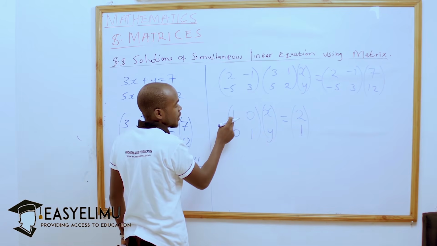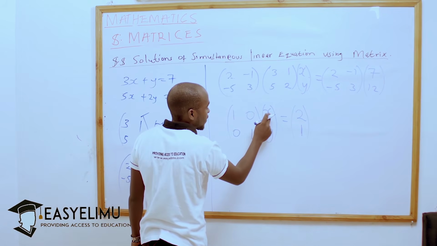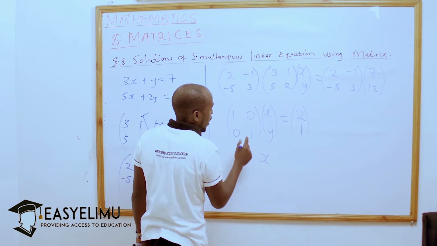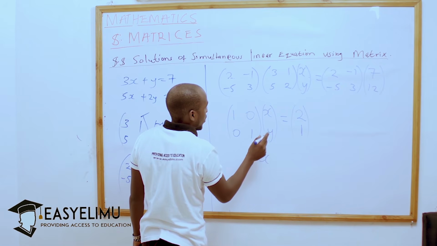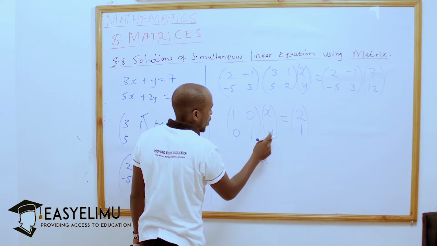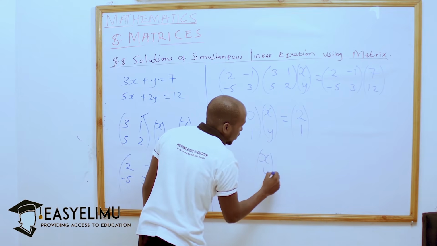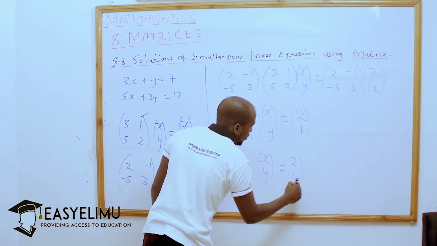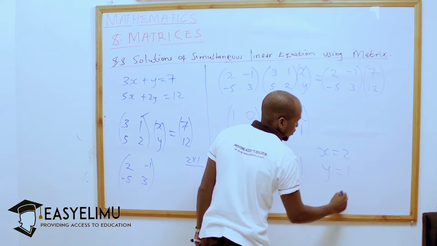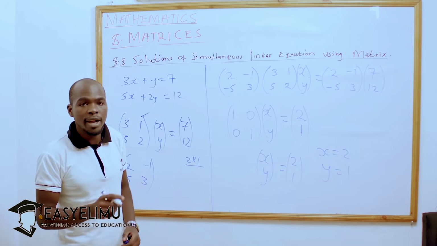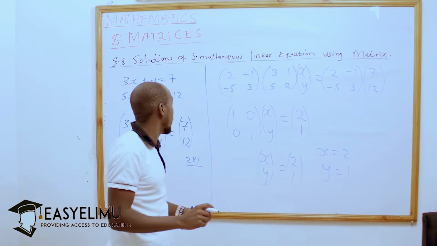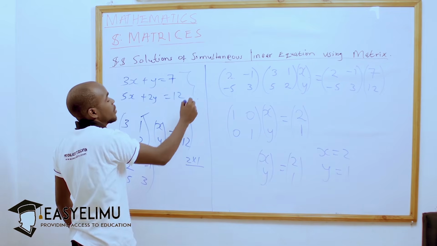If we work this out further, you will get 1 by x is x, x plus 0 is x. And then 0 by x is 0, 0 plus y, you are getting y. So you are finding this one is equal to 2, 1. Meaning the value of x is equal to 2, and that of y is equal to 1. Using even the graphical method, you will find the value of x equals 2, y equals 1 for this linear equation.